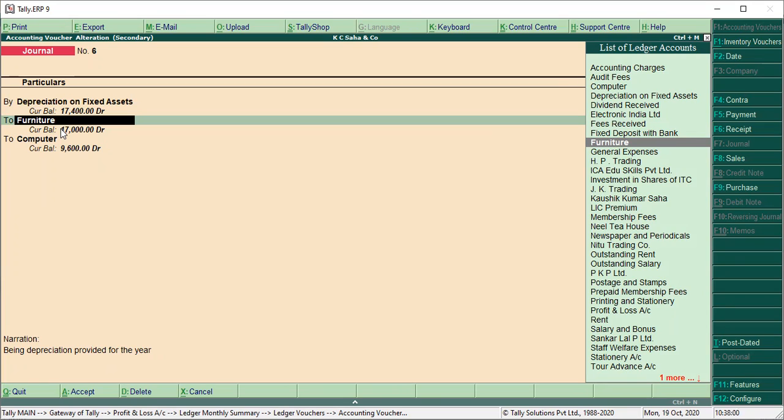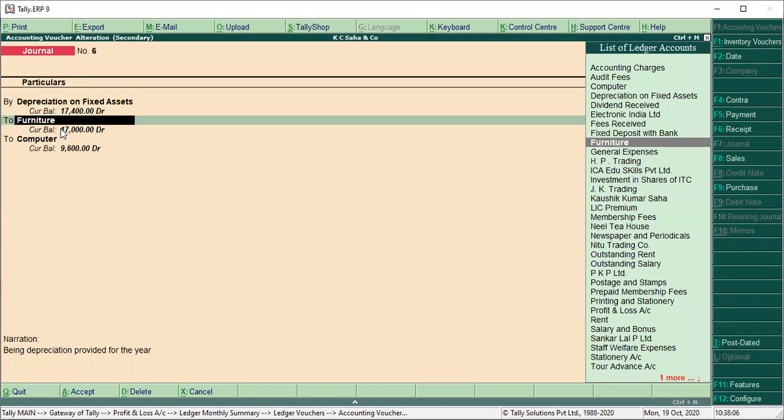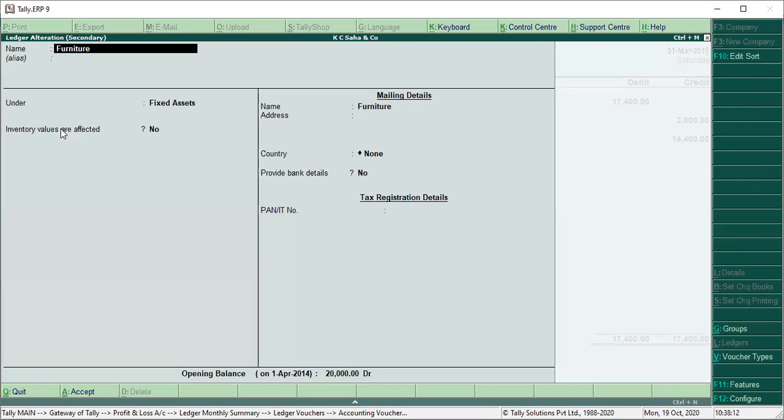Furniture rate is 10%. So you have to calculate 10% on what? The furniture amount. So just go on furniture opening balance. Just go on to furniture. Just do the control enter. When you do the control enter, now you will come to know the opening balance of this. So opening balance of furniture is 20,000.